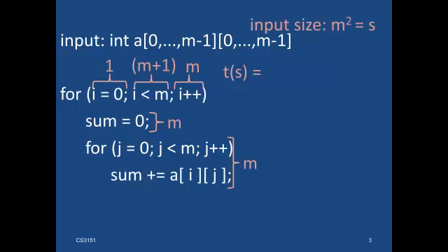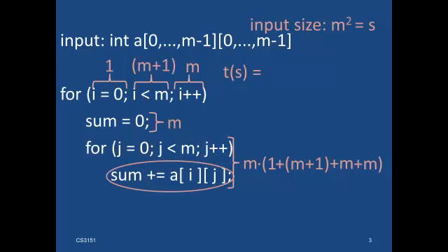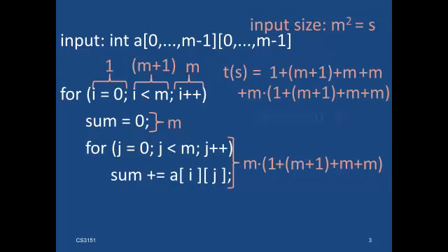Now let's count for each individual execution of the inner for loop how many steps we need to perform. Then we need to multiply that number of steps by m, since the for loop is executed m times. j is set to 0 exactly once. The comparison j less than m is performed m plus 1 times. And then the increment j++ is performed m times. The loop body, sum += a[i][j], is also done m times. So if we add this all up, we get that T(s) is equal to 3m squared plus 5m plus 2.